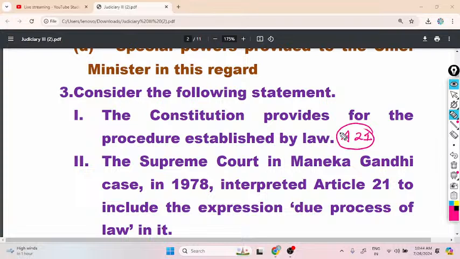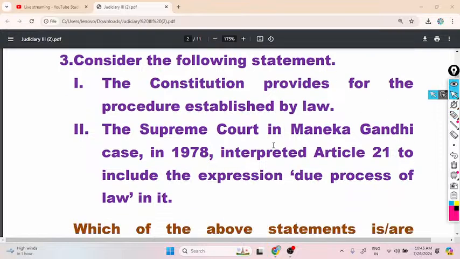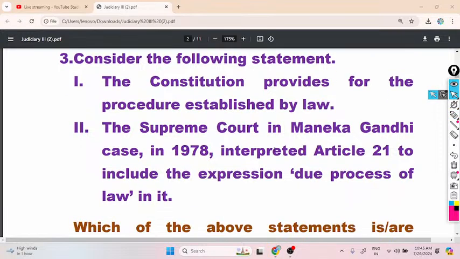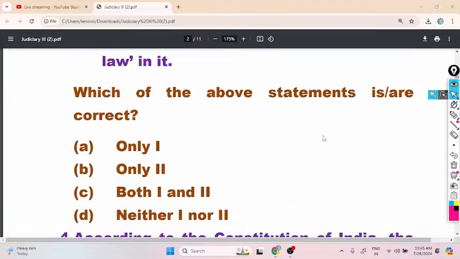That means apart from ensuring the constitutionality of a law, order or action, it also ensures that such law, order or action is just, fair and reasonable. So both of them are correct. Question number 3: both 1 and 2 are correct. Let us see the option: both 1 and 2.